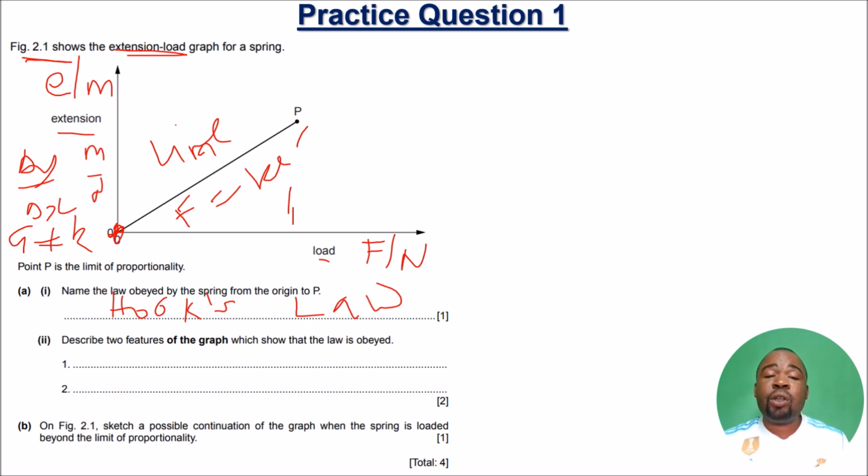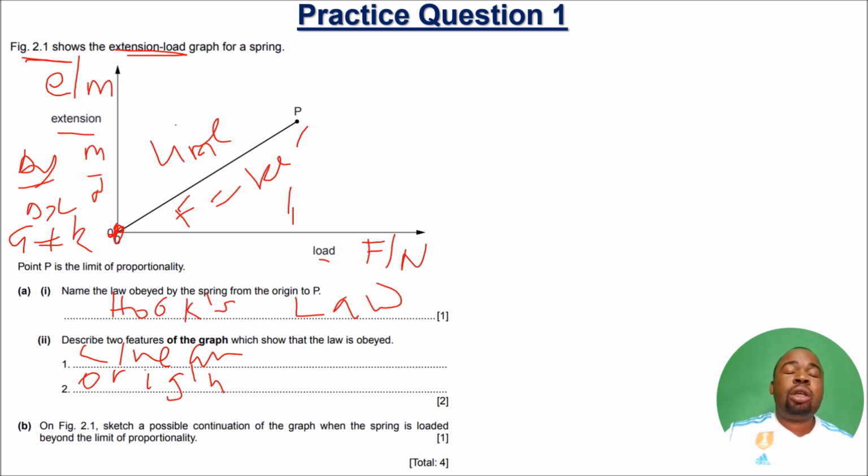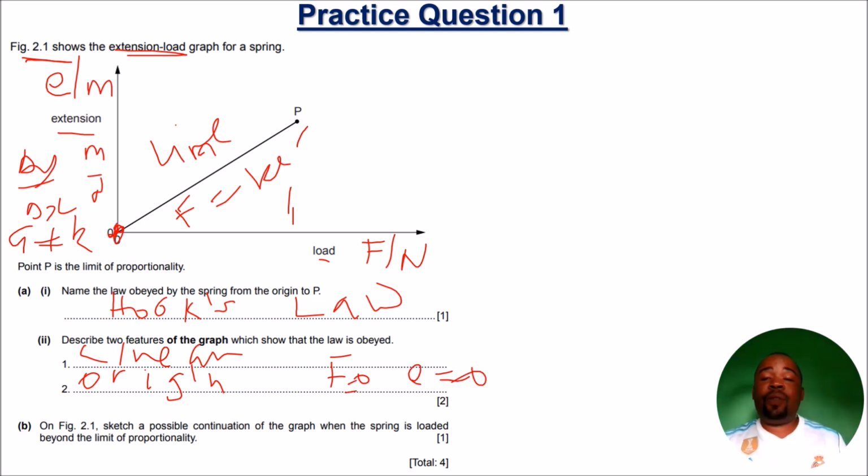Describe two features of the graph which show that the law is observed. I've already answered this. Number one, it is a linear graph. A straight line is showing that one is increasing with the other. Number two, it's passing through the origin, meaning if the force is 0, the extension is also 0. Therefore, we can safely say it is obeying Hooke's law because of these two things: it's a linear relationship, and it's passing through the origin.